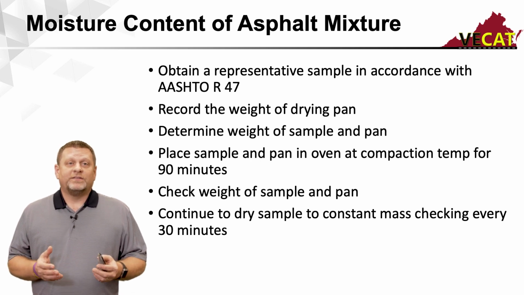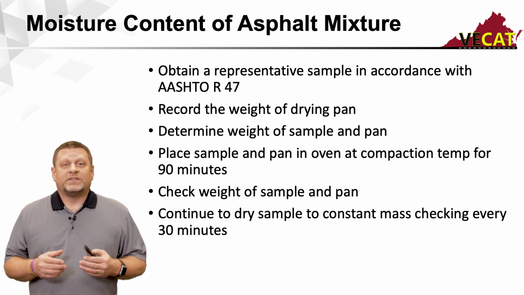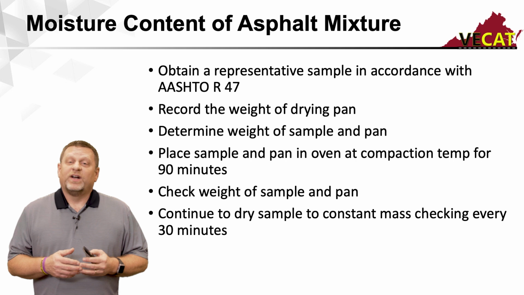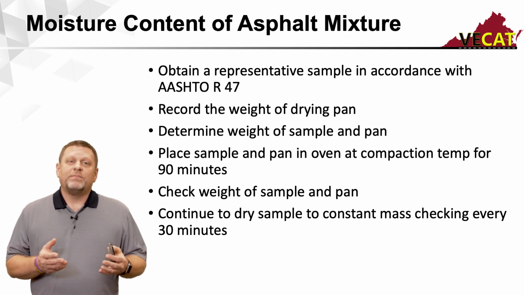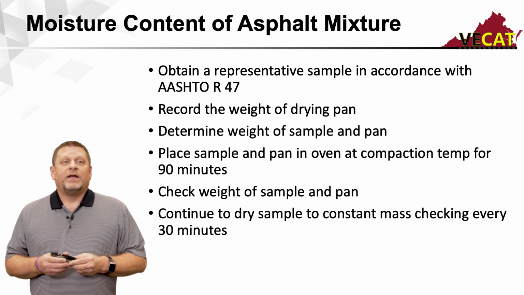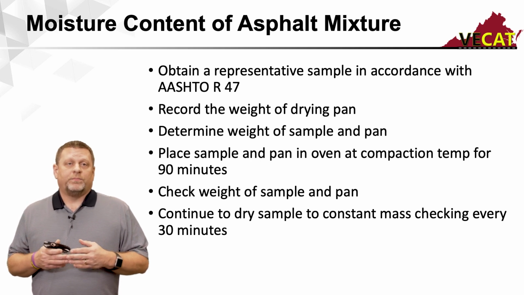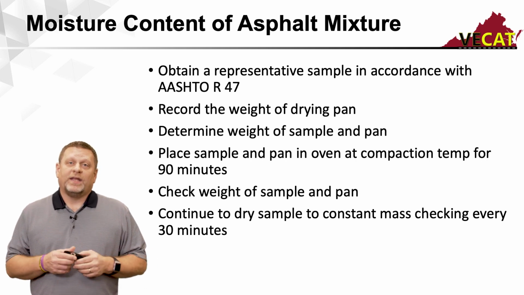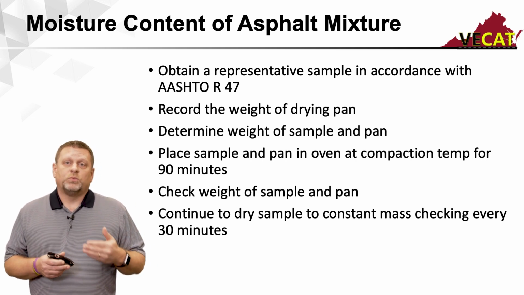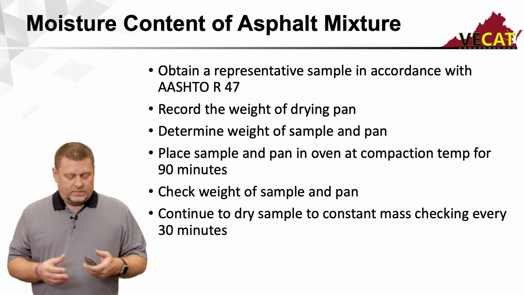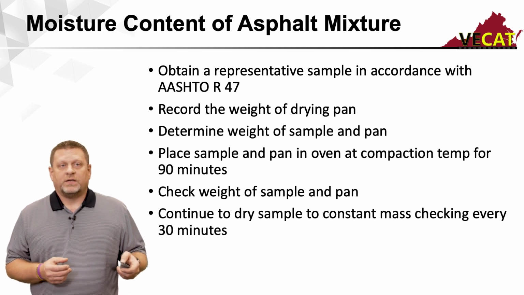Once that's been done, it's a pretty easy test to do. I put this sample in an oven. We typically use a compaction temperature for 90 minutes. At the end of 90 minutes, I'm going to take the pan and sample out and weigh it, okay? Once I've weighed that, I'm going to put it back in the oven for 30 minutes and then take it out and weigh it again. These 30-minute increments will continue until I've achieved a constant weight. From that, I can easily calculate the moisture content of my mix.